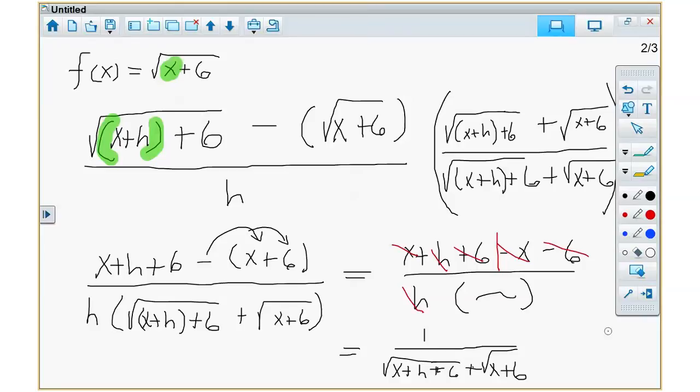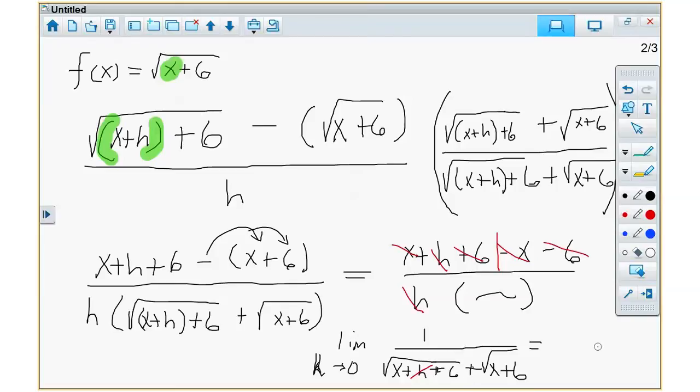All right, so now we've done the algebra. All that stuff we used to do in 9th, 10th, 11th, 12th grade. Now we apply our new friend, the limit, as h approaches 0. And that's going to leave you with, what happens to the h? It basically goes away. x plus 0 plus 6 is x plus 6.